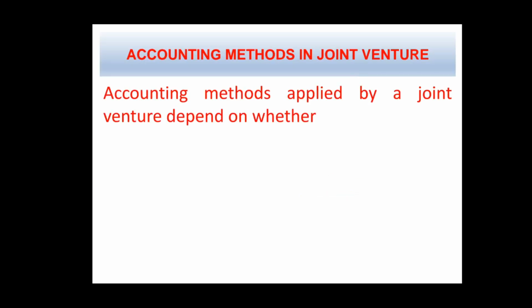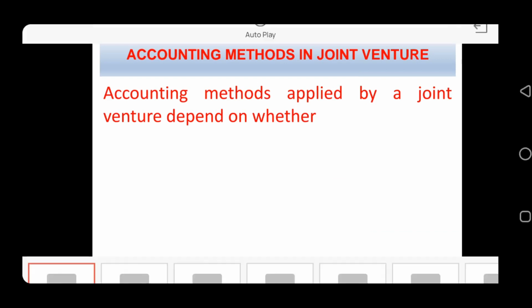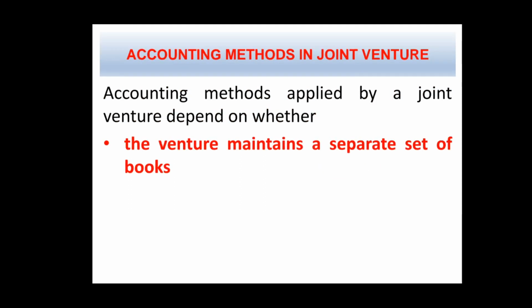So now, the accounting method in a joint venture. How do we prepare accounts under the joint venture? The accounting method applied by a joint venturer depends on, one, whether the venturer maintains a separate set of books, that is, books of account maintained for the joint venture separately, different from the one being maintained for the business.